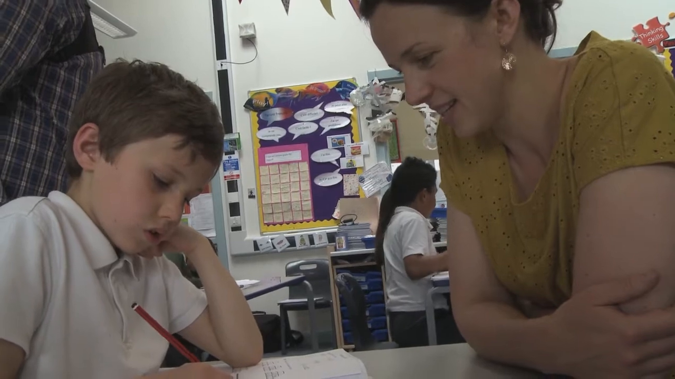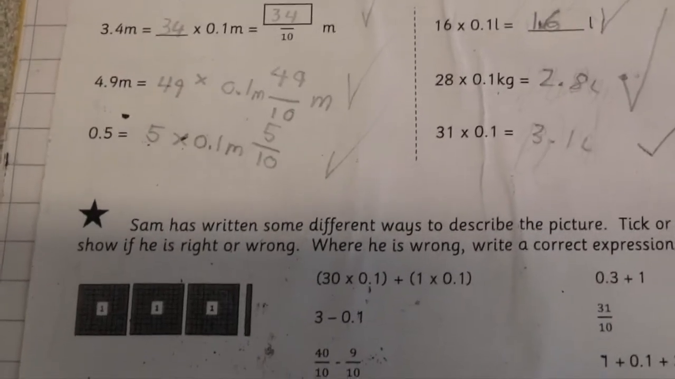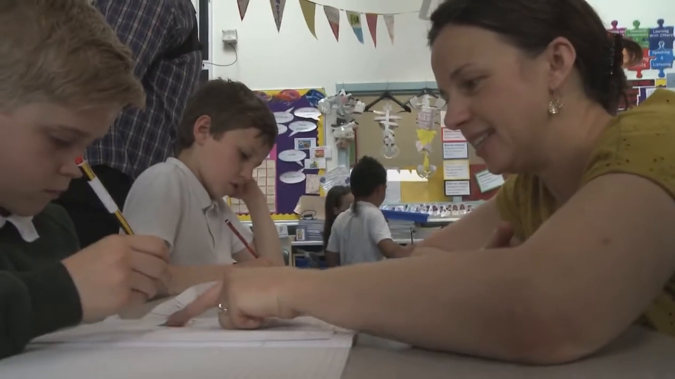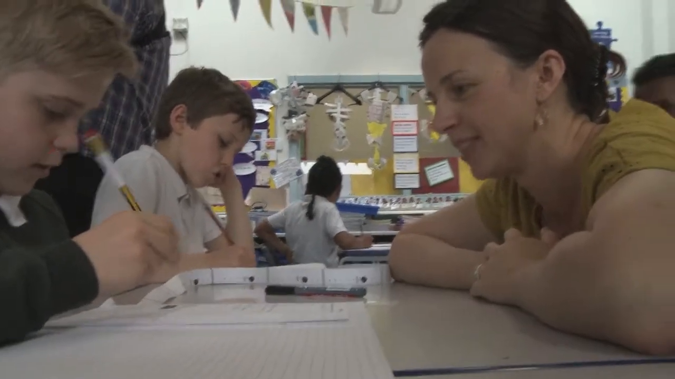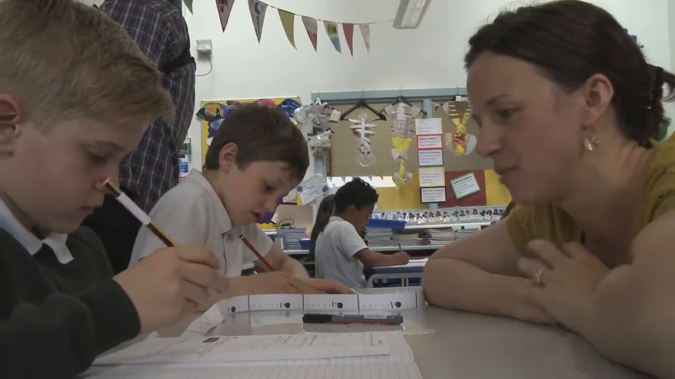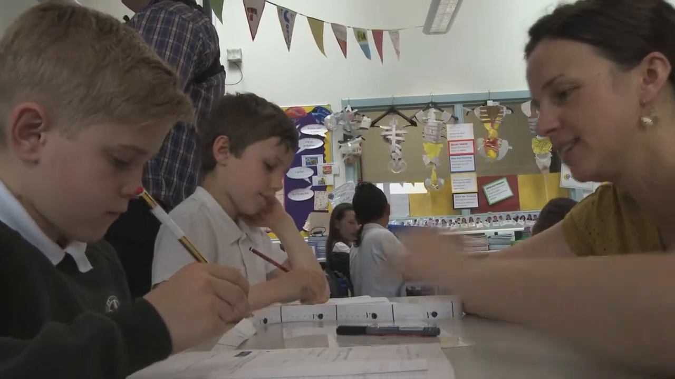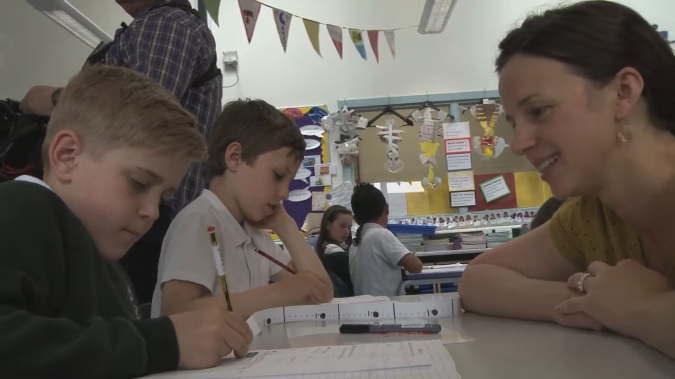Great. Fantastic. Good. Now, Charlie, you're getting on to thinking about this one, aren't you? Thinking about the star challenge. So, should we have a look at that one together? Yeah. So, he's used his Dienes to represent a quantity. So, what number has he represented with his Dienes? 3.1. He has. Why don't we write that underneath? Because that's going to really help us.